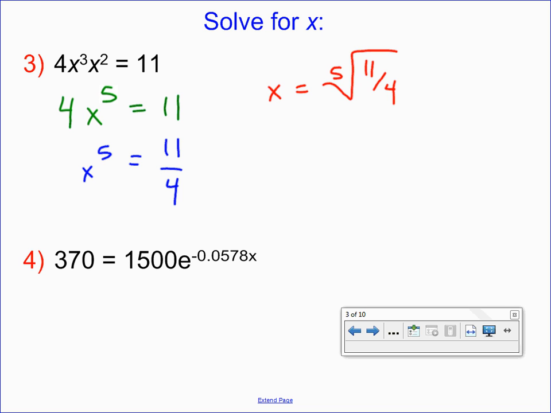Raise your hand if you have number 3 correct. Do you have number 3 correct? Yes! Well, that's good news. Okay, so we can solve a power function.